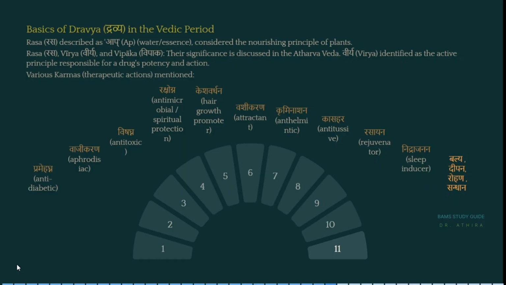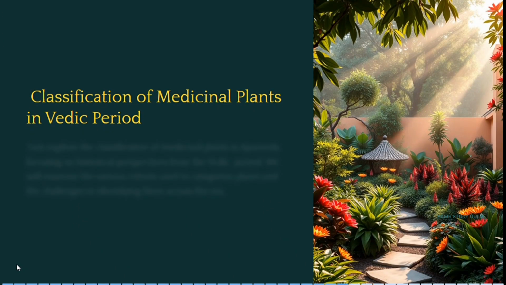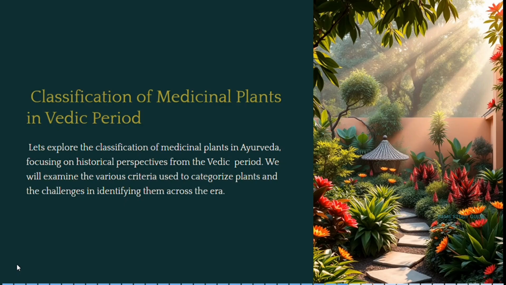Let's explore how medicinal plants were classified in the Vedic period. During this time, different criteria were used to group plants based on their characteristics and uses. At the same time, identifying these plants was often challenging as knowledge was mostly traditional and not systematically documented.